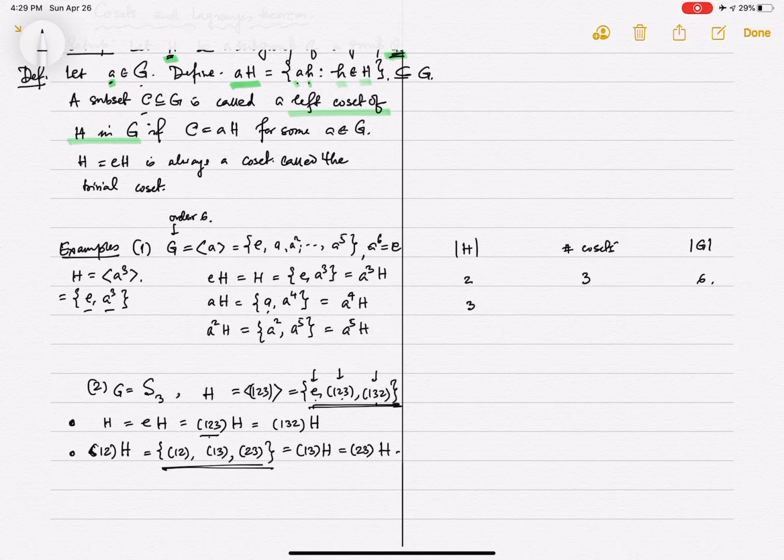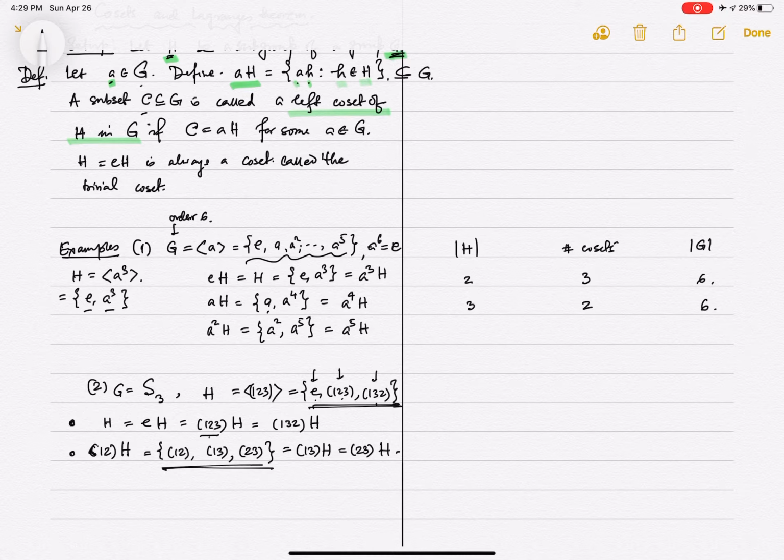Again, you see these 2 numbers multiply out to the order of the group. So that's going to be part of the theorem. And the other thing you see is that the whole group gets partitioned into these cosets. That's why these numbers multiply out to 6.